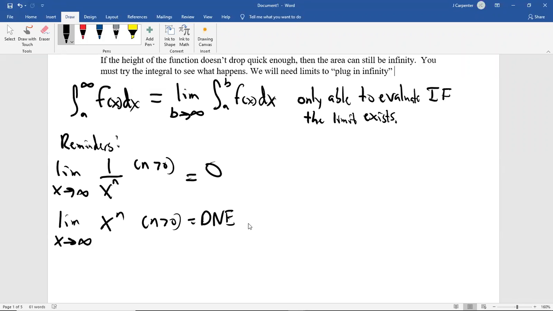Now, I actually have to make a special memo here. I forgot to mention, also the n can't be 1. If it's 1, actually I take that back. No, it doesn't. Even if it's the first power.